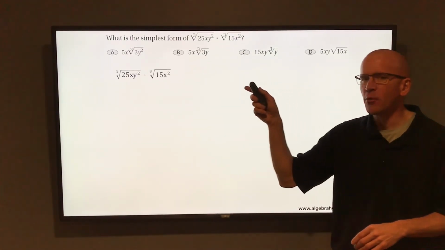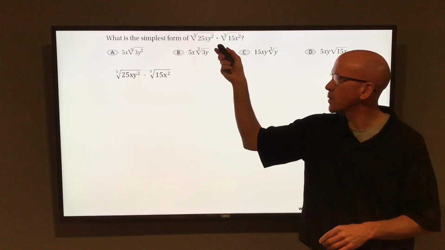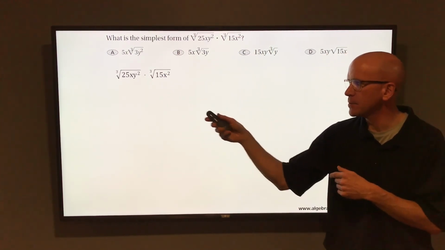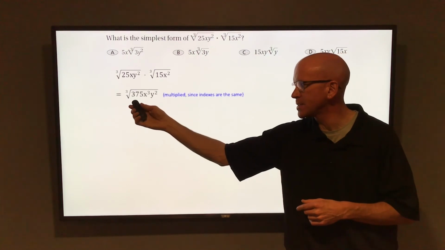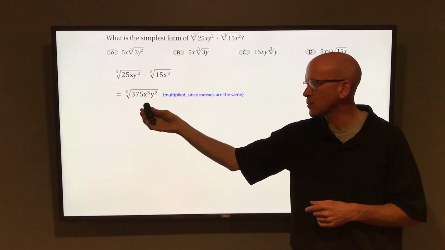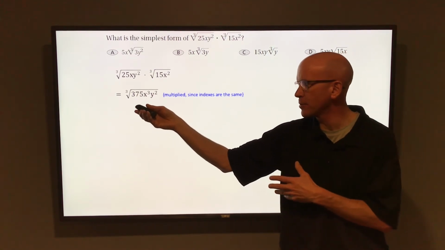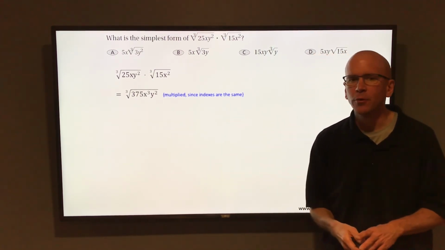What is the simplest form of the cube root of 25xy squared times the cube root of 15x squared? Just multiply those together. 25 times 15, that is 375. X times x squared, that is x to the 3rd. And don't forget you have that y squared as well. So it'd be the cube root of 375, x to the 3rd, y squared.